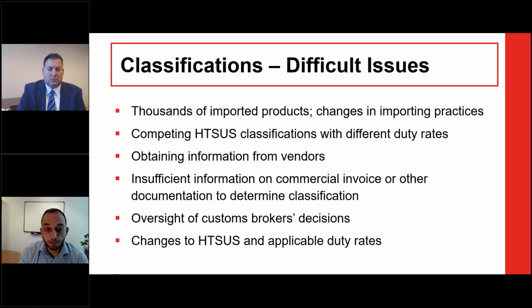And then the classifications may sometimes be made by the brokers. And it's really important for importers to stay on top of those decisions, because at the end of the day, the importer of record is on the hook in case of any potential enforcement actions by CBP, and it's really important to make sure that you agree with the analysis the brokers make as to the classification.